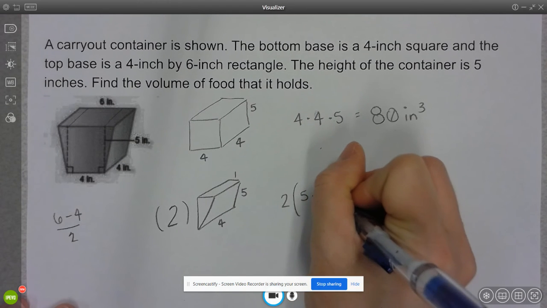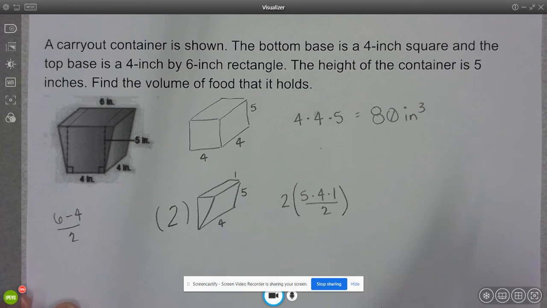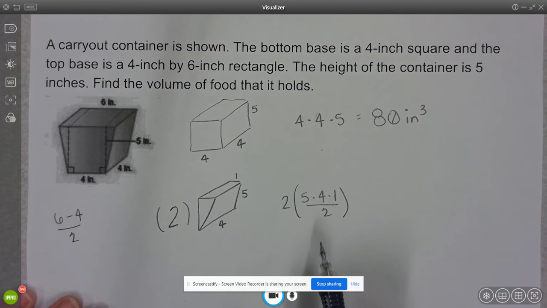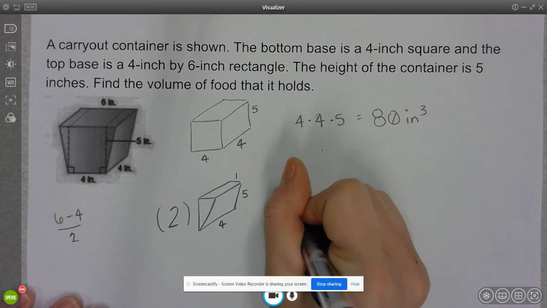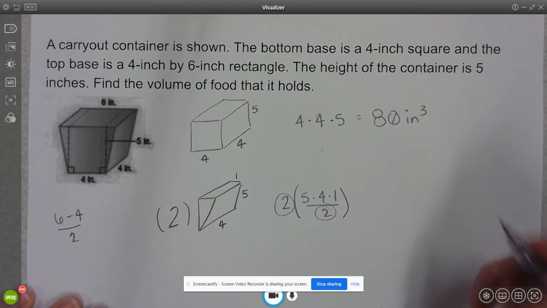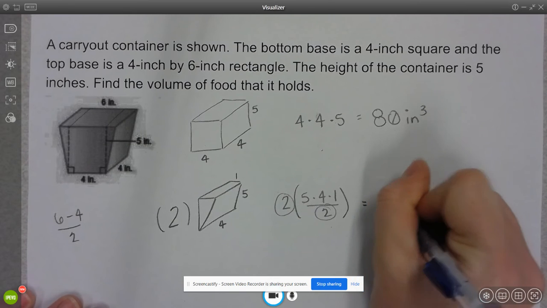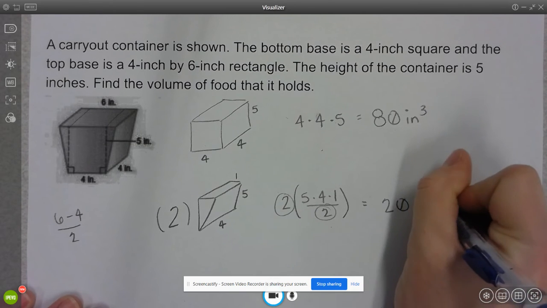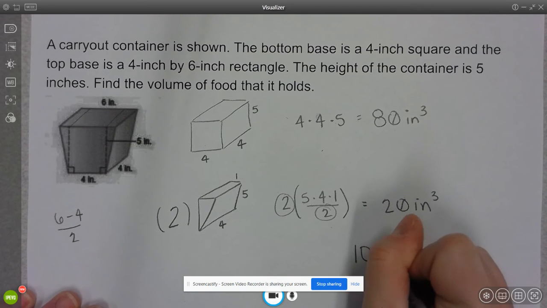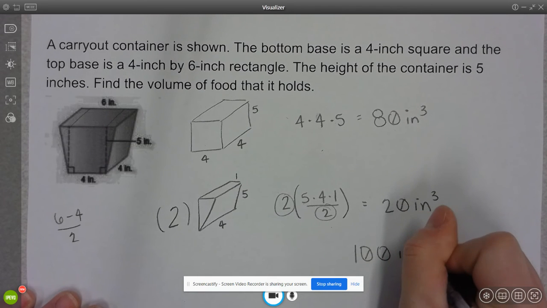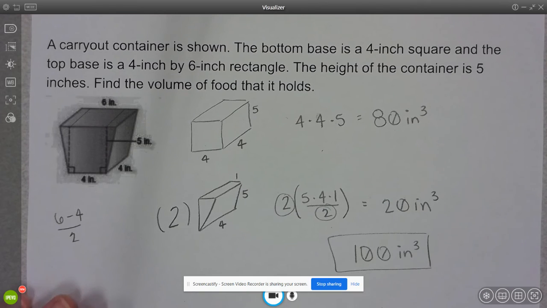So I have 2 of this: 5 times 4 times 1 divided by 2, and that's just my triangular prism formula. Well, 5 times 4 is 20, divided by 2 is 10, or you could also see that I am multiplying and dividing by 2. Either way you want to slice it or dice it. This is 20 cubic inches. Adding those two things together gives me 100 cubic inches.